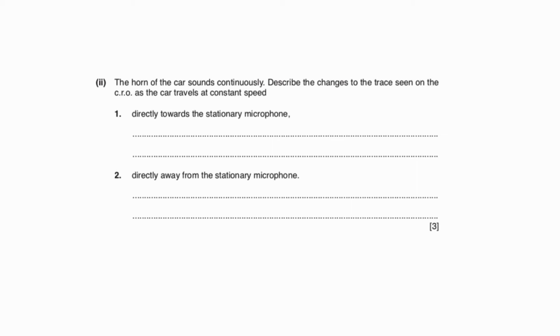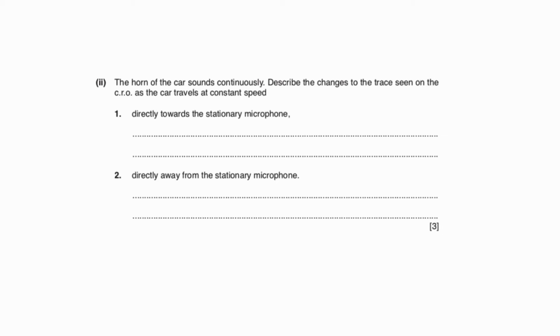So you can say the period will be shorter, or you can say the peaks are closer together, also can. But what you cannot say is your wave fronts are closer together. So wave fronts, no, because you do not see the wave fronts. Wave fronts would refer to the wave that you are observing, but what you are seeing is the trace on the CRO, which is the voltage. So you should not say wave fronts.